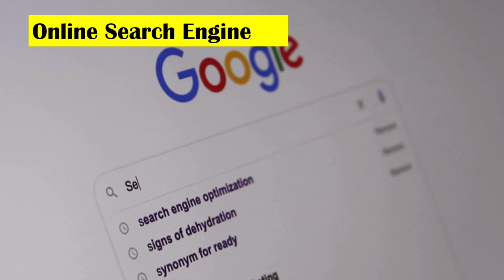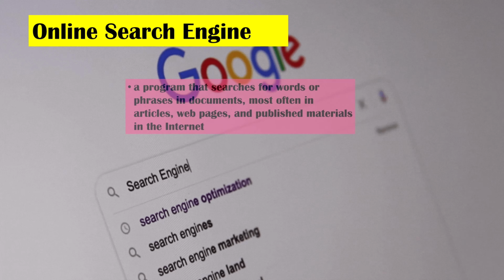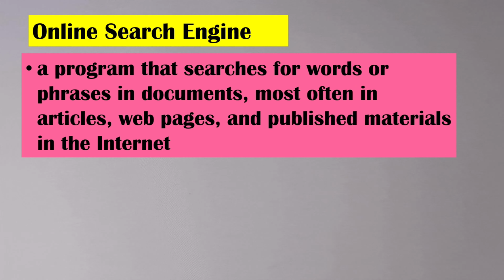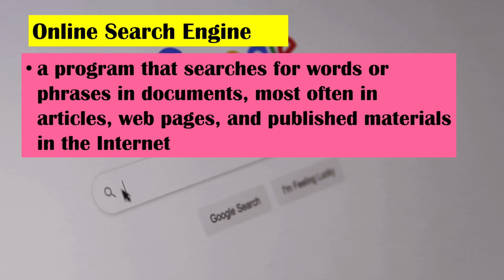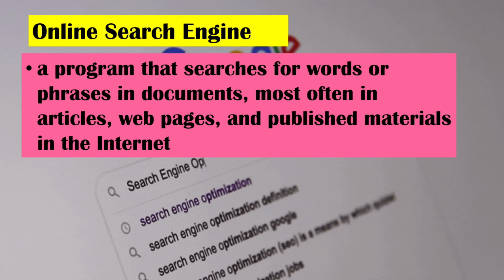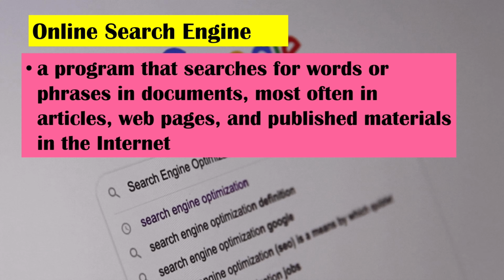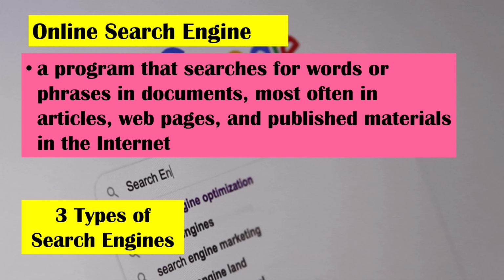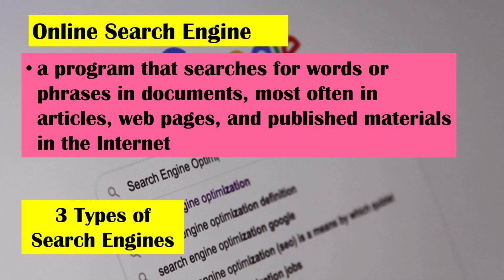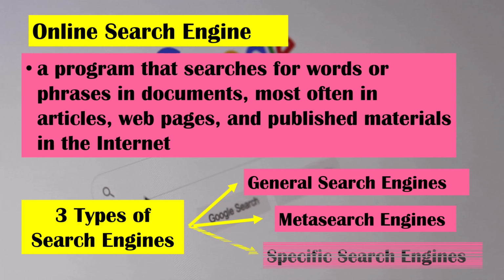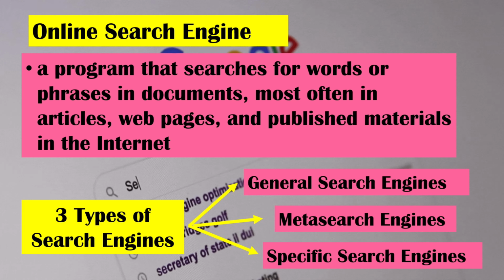An online search engine is actually a program that searches for words or phrases in documents, most often in articles, web pages, and published materials in the internet. It is similar to a library in an online setting, as it gives you access to millions of domain names that store vast amounts of information. There are 3 common types of search engines one may use: These are general search engines, meta search engines, and specific search engines.